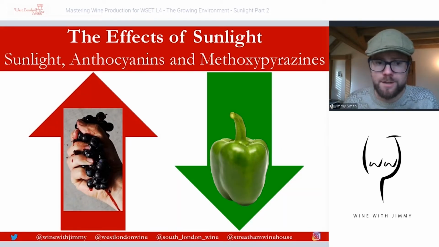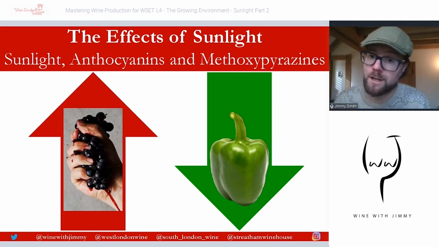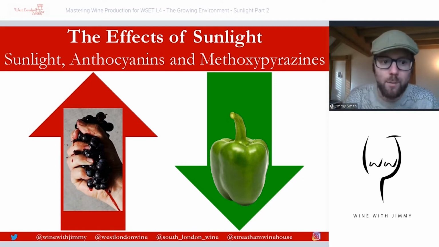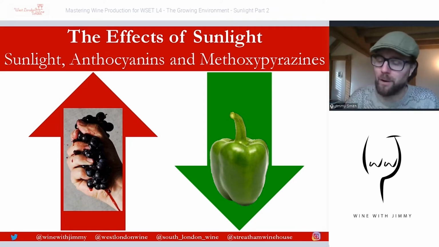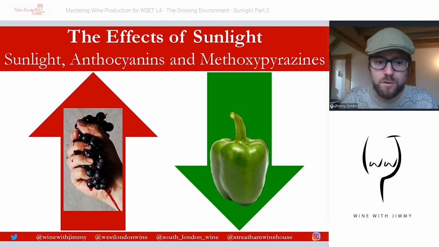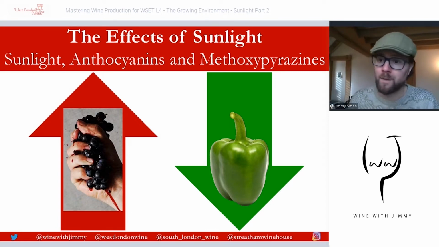So what about sunlight in reference to the anthocyanins and the methoxypyrazines? So that's what we've got here. We have a picture on the left-hand side of someone rather funnily crushing a bunch of grapes and releasing the juice. But the reason why we've got that picture there is that you'll see the color which is staining that person's hand. And that is from the anthocyanin. The anthocyanin being the pigmentation, the color pigments.